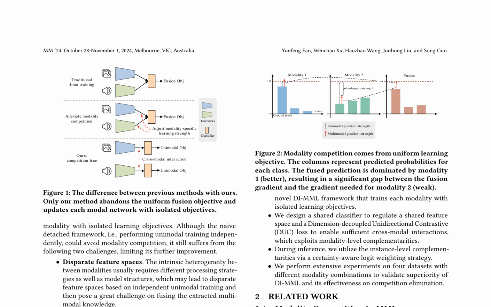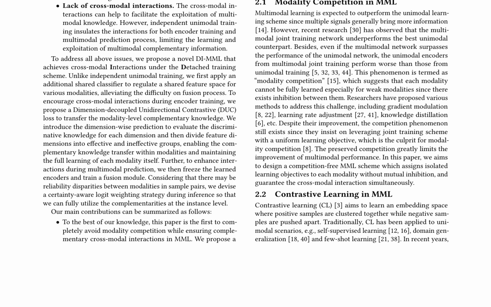To address these issues, the authors propose a detached training scheme where each modality is trained with isolated learning objectives. A shared classifier is applied to regulate a shared feature space, alleviating the difficulty of fusion. A dimension-decoupled unidirectional contrastive (DUC) loss is introduced to transfer modality-level complementary knowledge during encoder training. This loss enables the evaluation of discriminatory knowledge for each dimension and divides feature dimensions into effective and ineffective groups, facilitating complementary knowledge transfer within modalities.